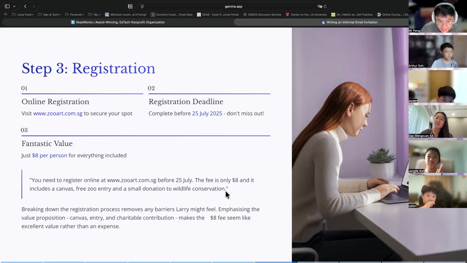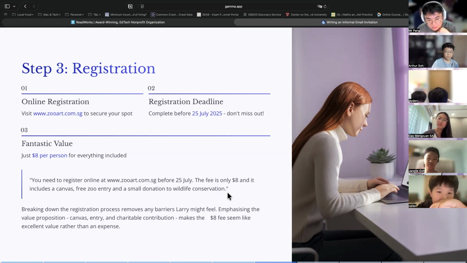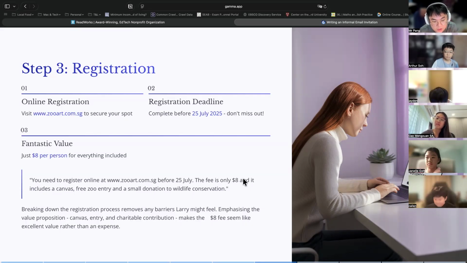Free zoo entry, canvas to draw on, and a small donation to wildlife conservation, which my cousin feels very strongly about, right? He wants to conserve animals, right? He wants to keep wildlife living, right? So he wants this. So I'm convincing him, persuading him through the emphasis on how cheap this registration fee is. $8, you get all these things. Got it, everybody? Right? So the word only is very powerful, right? So I want y'all to try to be conscious of that.